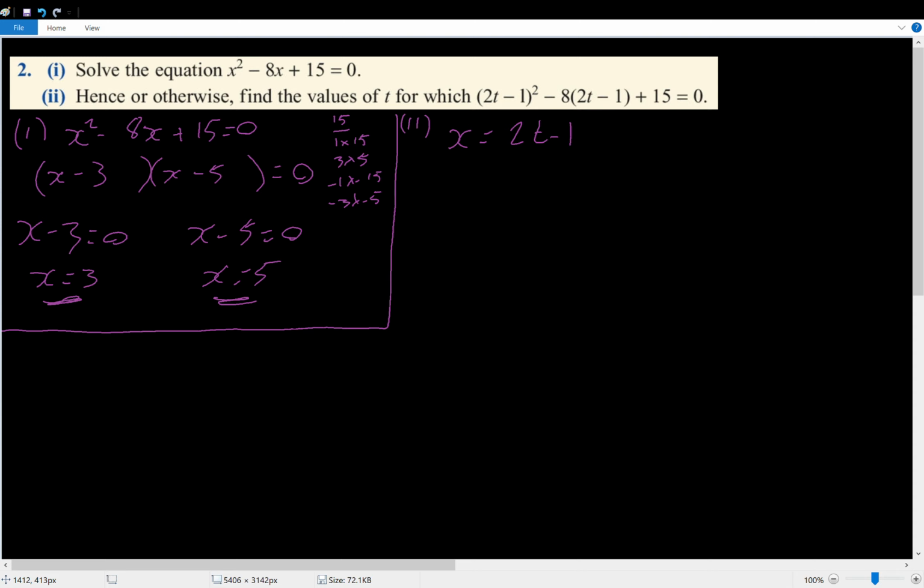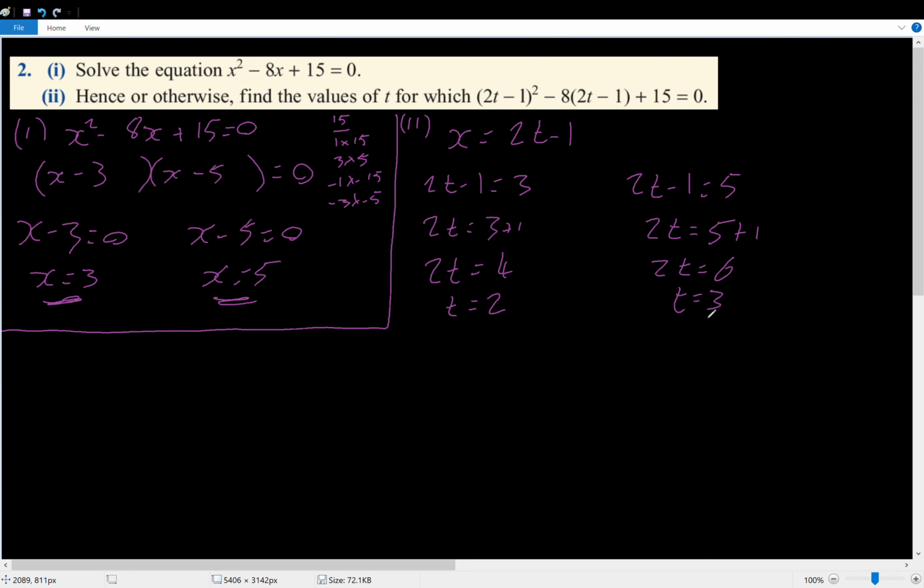If x equals 2t minus 1, and x is equal to 3 and x is equal to 5, then we can say that 2t minus 1 equals 3, and 2t minus 1 equals 5. From there we can solve the two of them out. So we get 2t equals 3 plus 1, 2t equals 4, so t is equal to 2. We can do the same thing over here. 2t is equal to 5 plus 1, so 2t is equal to 6, so t is equal to 3. And those will be our two values for t for part 2.